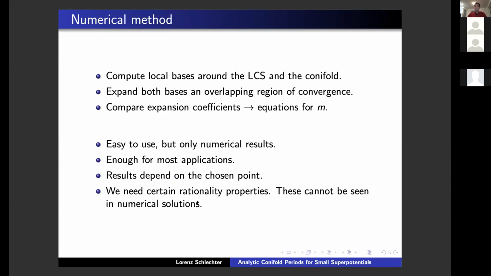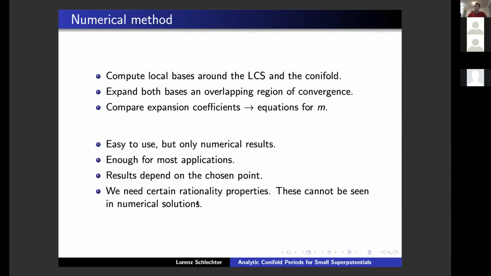The numerical method is the easiest one. You just take the local bases you have and go to an overlapping region of convergence and expand both bases in a power series around this overlapping point. And then you compare the coefficients and get equations for your transition matrix. That's extremely easy to use, but you get only numerical results. But for most applications, for example, if you want to check the distance conjecture in the moduli space, this is more than enough. There are two disadvantages to this method, though.